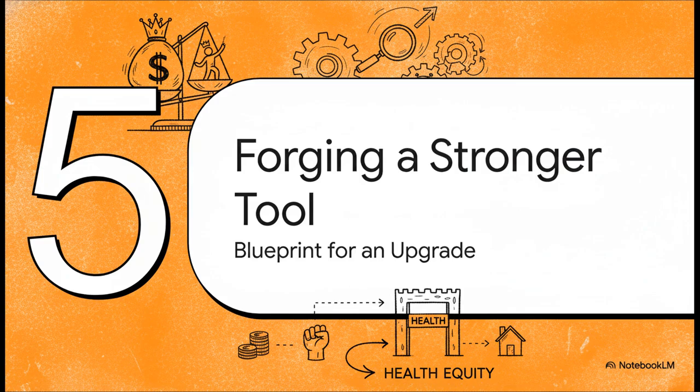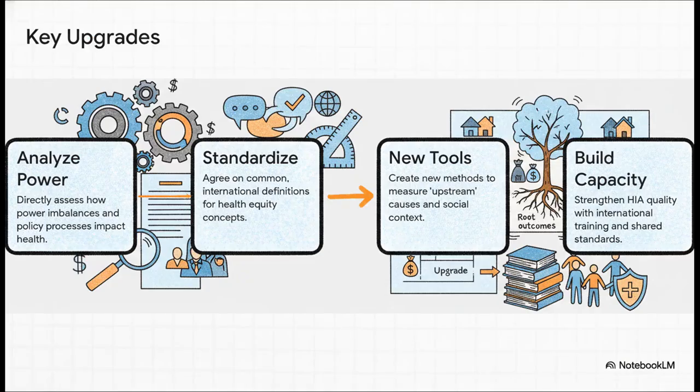Well, the researchers didn't just point out all the problems, they gave us a blueprint for how to fix them. Here are the 4 key upgrades they're calling for. First, start analyzing power and politics head-on. Ask the tough questions. Who really benefits from this policy and whose voice is being left out? Second, standardize the language. Get everyone to agree on the definitions so that an expert in Brazil and an expert in Canada are actually talking about the same thing. Third, we've got to develop new ways to look upstream, to trace the long-term effects of things like history and social structures. And finally, number 4, build up the skills and resources needed to do this complex work and do it well all around the globe.